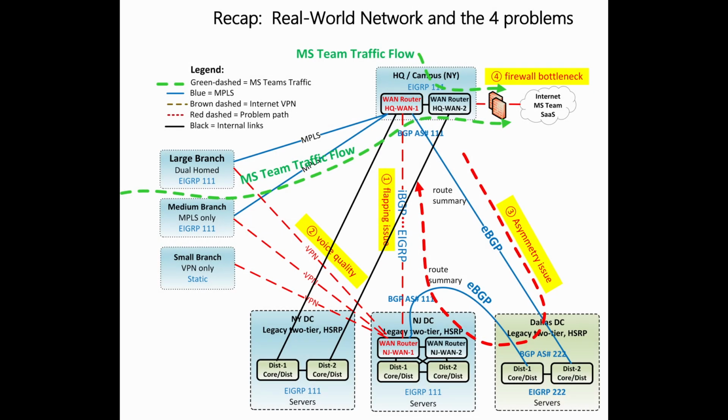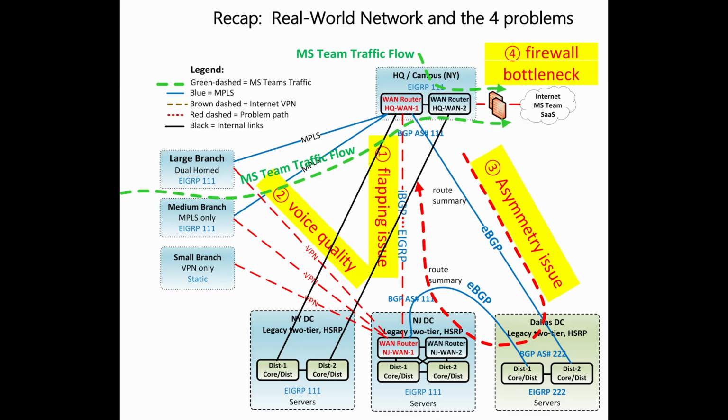Let's look at this network. This is a real-world network, and all the problems here are real. This network consists of a headquarters in New York and 3 data centers located in New Jersey, New York, and Dallas, along with many branch offices. In our last video, we identified 4 major problems in this network.